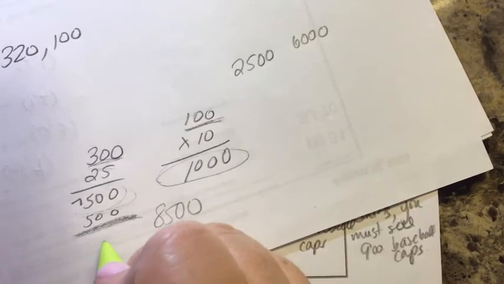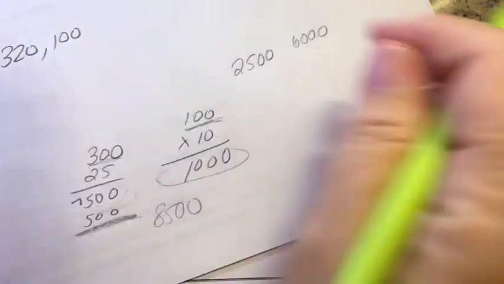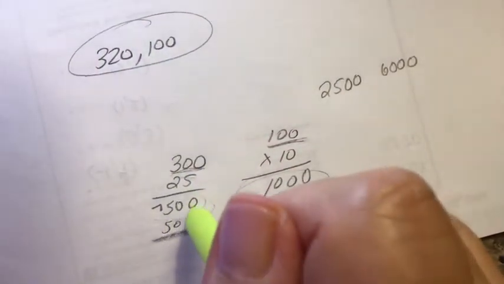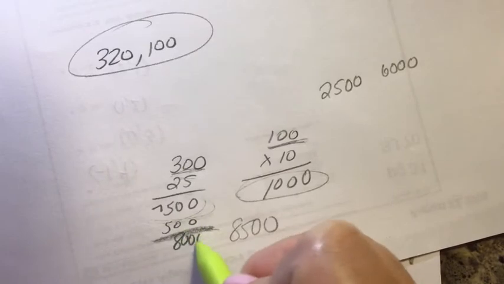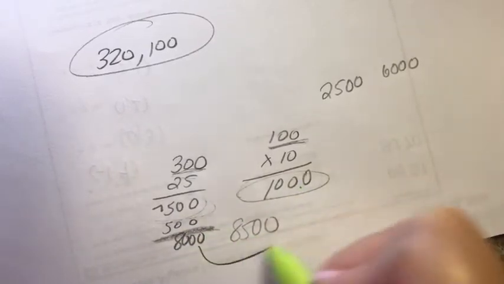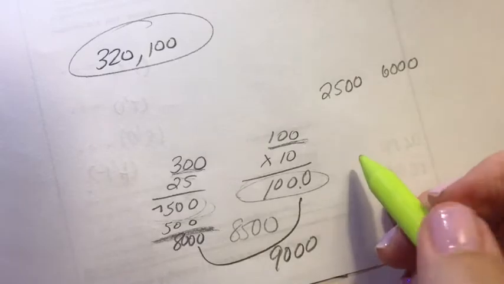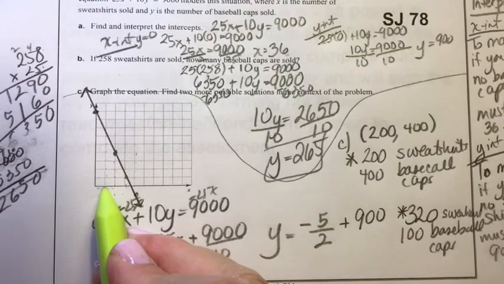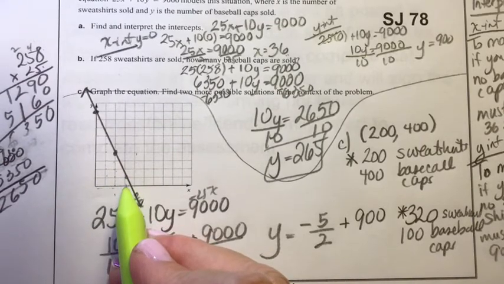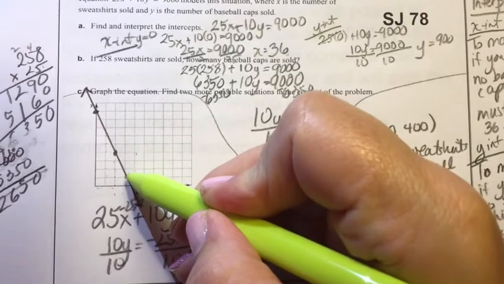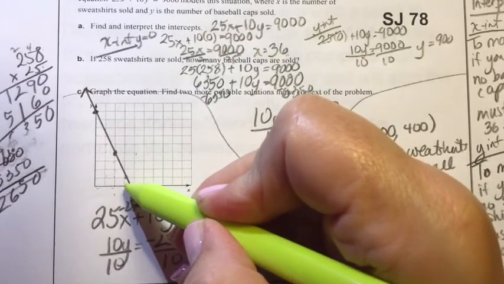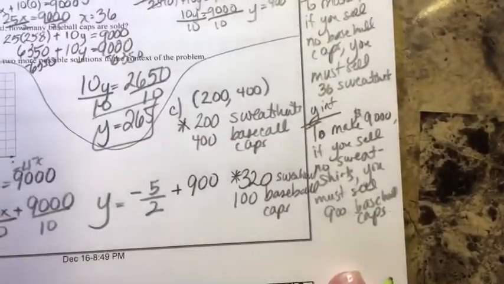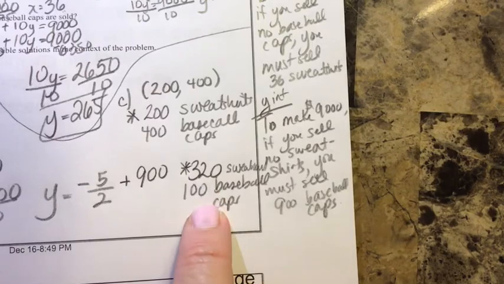So that's why I chose 320, 100. Because that would give me 8,000 here plus 1,000 here, which those two together is 9,000. So I kind of used this as my guide, thinking it might be 300, 100. But when I came up short, I knew I needed to add some more to my number of sweatshirts to make it work out to be 9,000. So that's where I got the 320 and the 100.